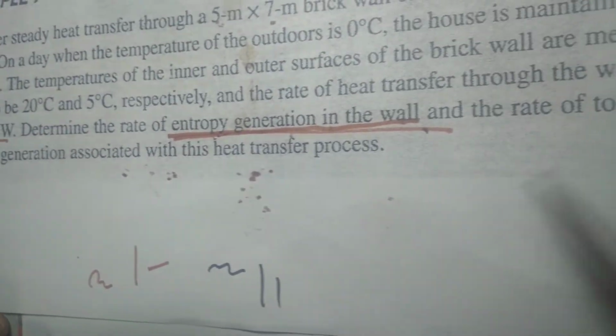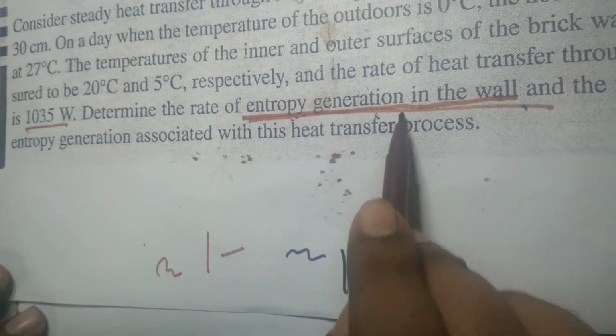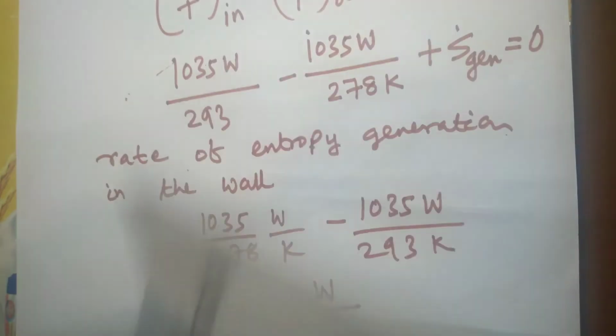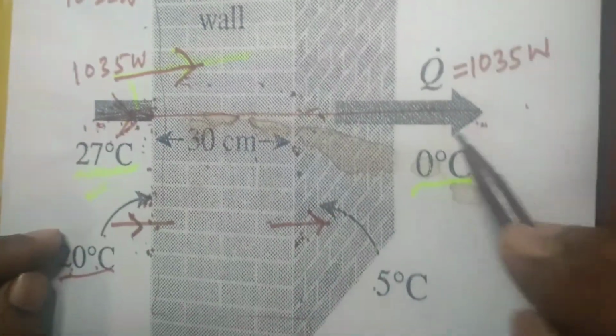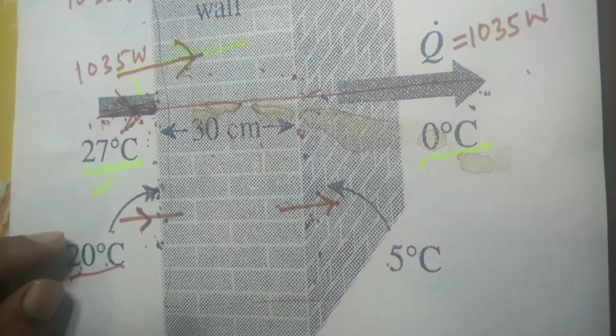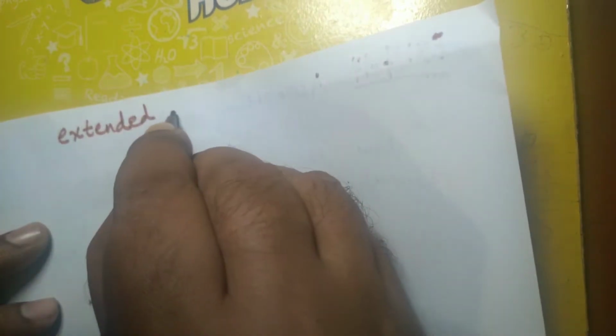Not only inside the wall. Here only the entropy generation in the wall is this much that we have calculated, but how to calculate the rate of total entropy generation associated with this heat transfer process? This process takes place from inside the room to outside, not only through the wall, but whatever answer we calculated is the entropy generation within the wall. Now we have to extend the system. We have to take the immediate surroundings of the wall. We have to extend the system to calculate the total entropy generation during the process.